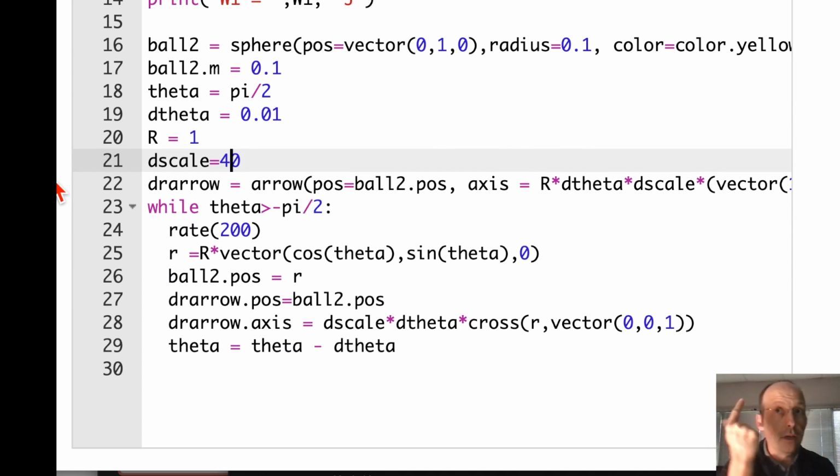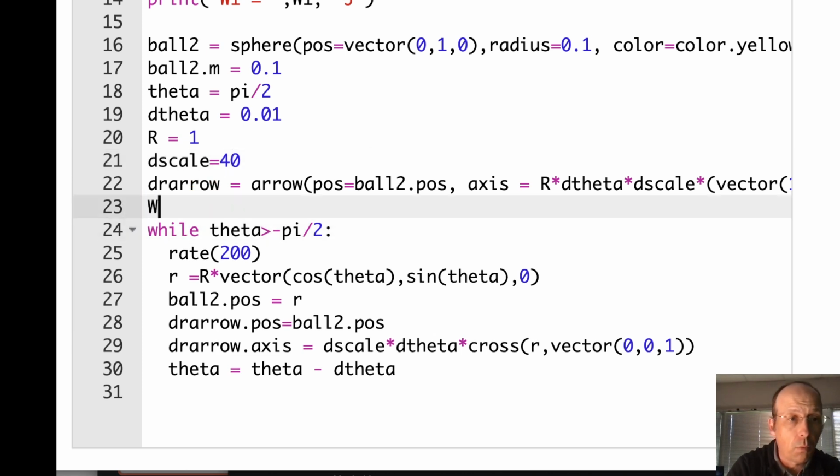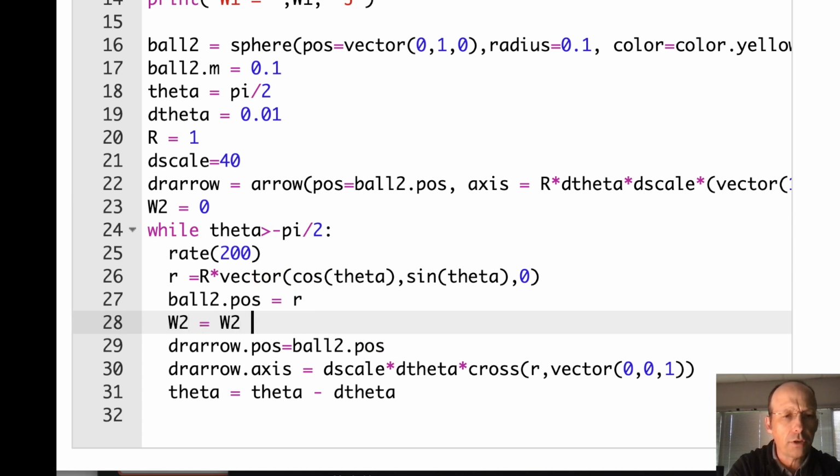Now I want to calculate the work. I know dr, I know the gravitational force. I just need to do the same thing as I did before. Let's make a work 2. Work 2 equals 0. If I want to add up a little piece of work, I have to have something to add it to, so you need this starting off with a 0 value. Before I move it, there's r. Work 2 equals work 2 plus dot ball 2.m times g cross dr, which I did not calculate.